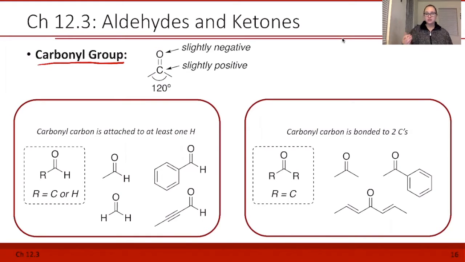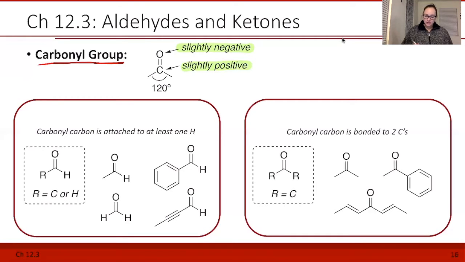Because oxygen is more electronegative, it holds those electrons a little bit tighter to itself than the carbon does, so we have a slightly negative oxygen with a little more electrons, and a slightly positive carbon. And then again, remind ourselves of the geometry. The carbon is going to have 120-degree angles between all of the different substituents around it, because it only has 3 steric groups around it.